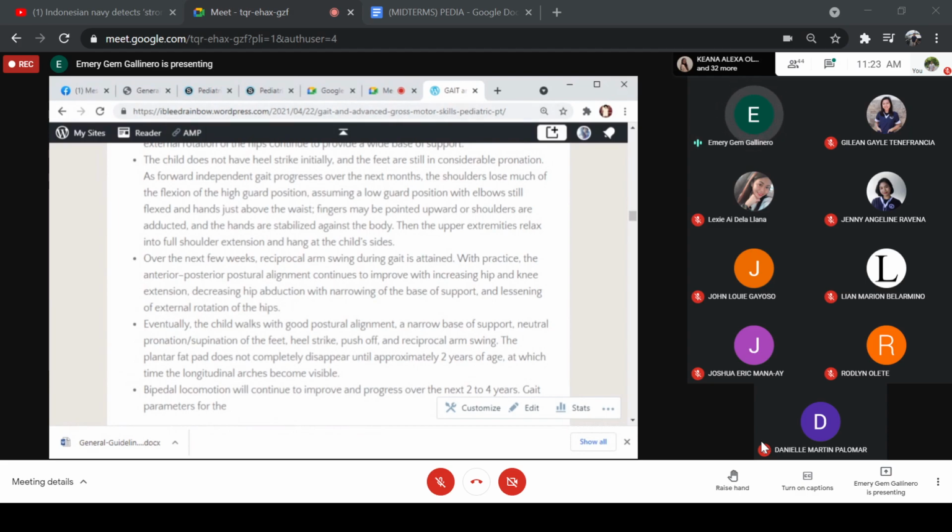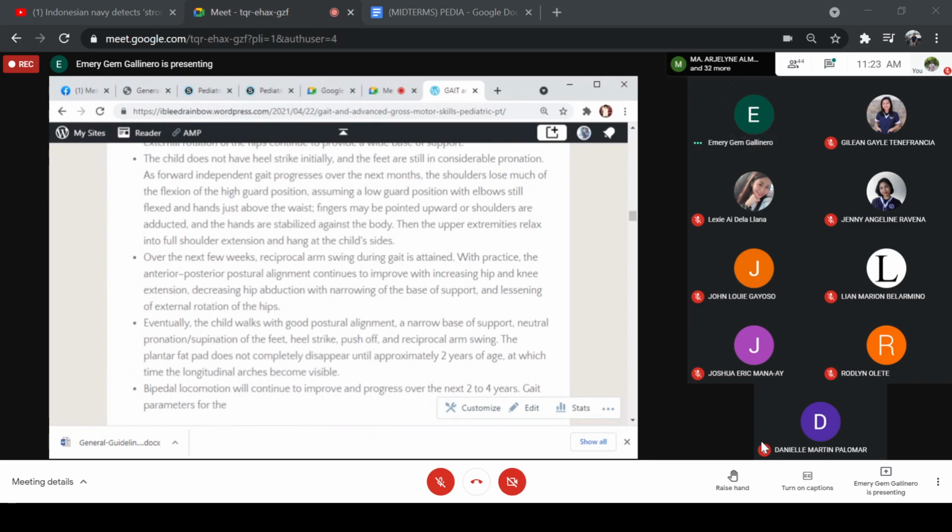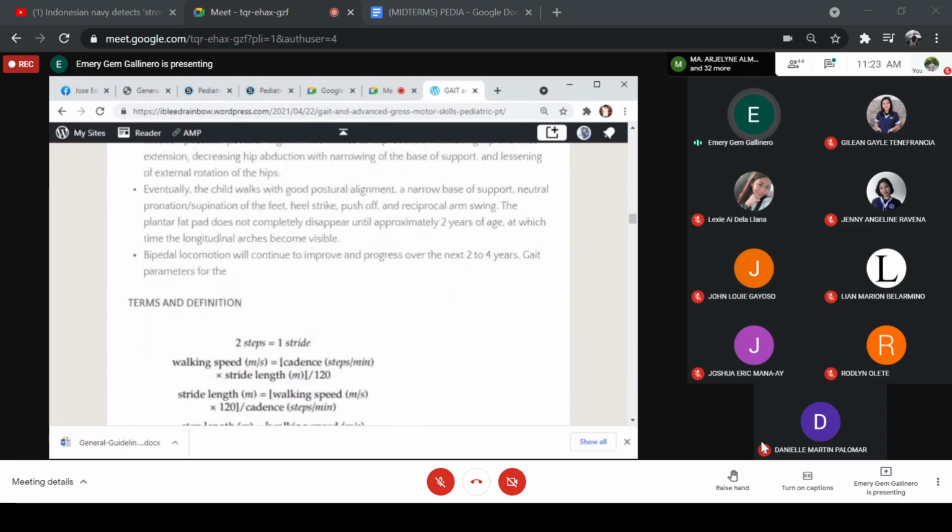And then supination, on the other hand, is composed of inversion, adduction, and plantar flexion.